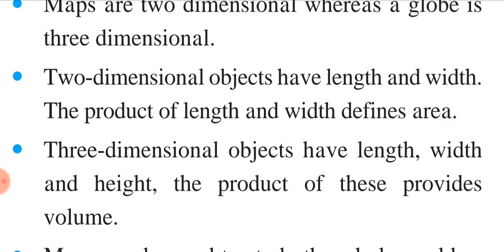Three-dimensional objects have length, width and height. The product of these provides volume. These three-dimensional objects have length, lambi, width means broadness, as well as height, unchai. The product of these tells us about the volume.